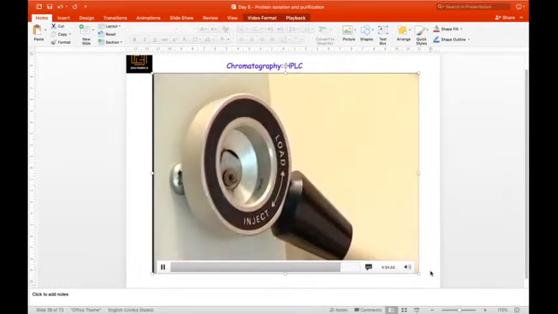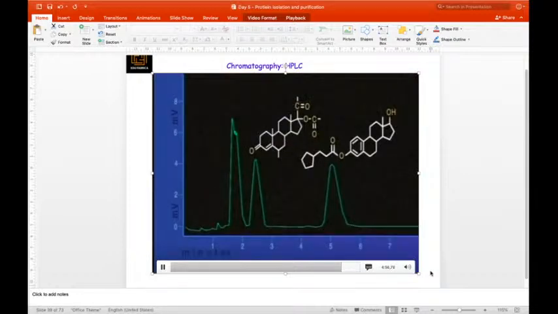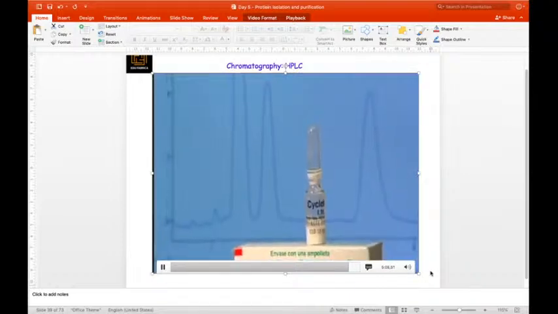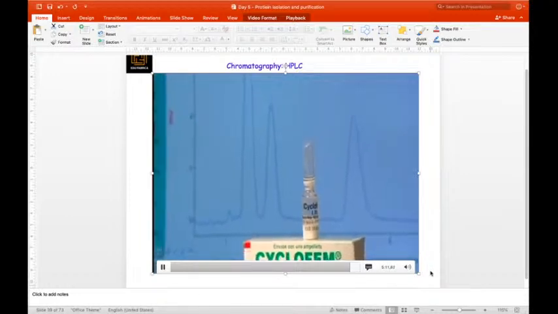The more polar component comes off the column first, followed by the less polar. The peak at retention time, 1.5 minutes, represents other ingredients used in formulating the product. This is the pharmaceutical product, and behind it, its chromatogram.